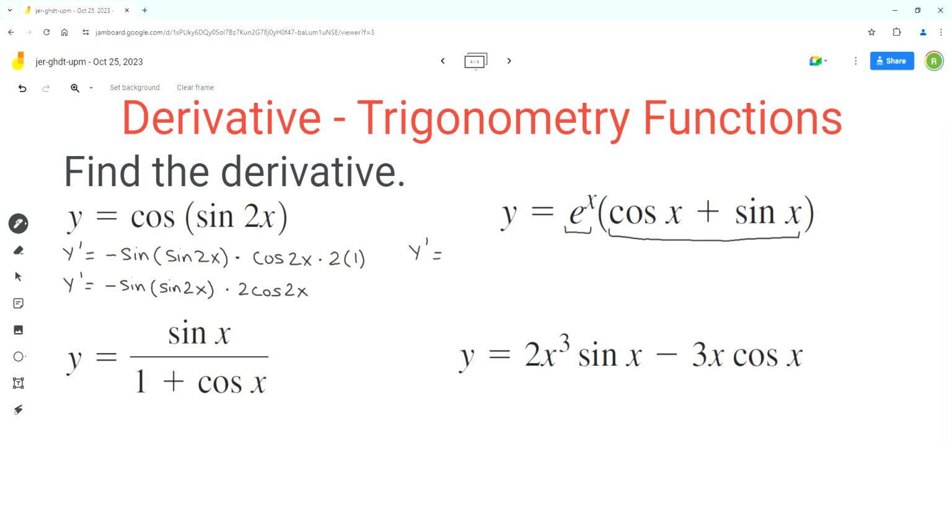So as per the product rule, we start with the derivative of the first function, and the derivative of e to the power x is just e to the power x times the second function, plus the first function times the derivative of the second function. And the derivative of cos x is negative sin x, and the derivative of sin x is plus cos x.